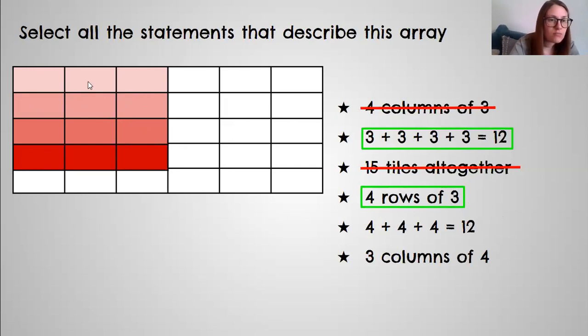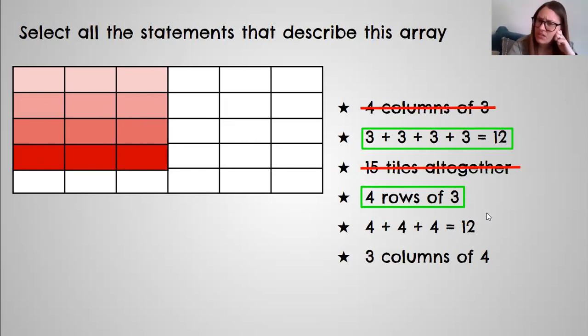Here's 1 column, 2 columns, 3 columns. How many tiles are in each column going up and down? 1, 2, 3, 4. That's one group of 4. 1, 2, 3, 4. That's a second group of 4. 1, 2, 3, 4. That's a third group of 4. 3 groups of 4 equals 12. Well, I already know the answer is 12 because I did a math equation.